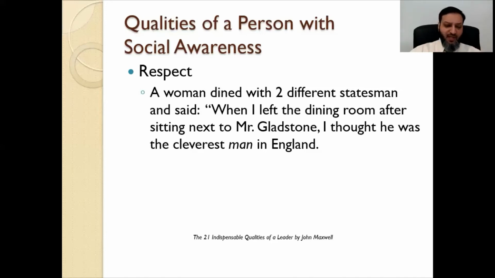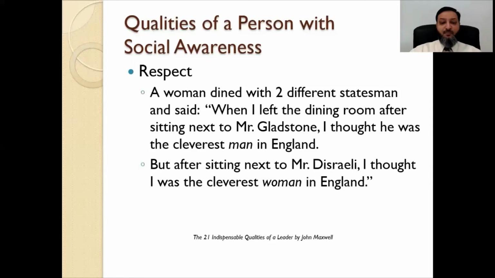right? And then she has dinner with a different statesman. And she has a very different feeling after having dinner with the other statesman. It says, "But after sitting next to Mr. Disraeli, I thought I was the cleverest woman in England." A very different feeling, right? Why? Because Mr. Disraeli didn't talk about himself. He wanted to know more about her. He talked about her. He made her feel special. He made her feel important. He respected what she had done, right? So he wanted to know about her achievements and her accomplishments, right?